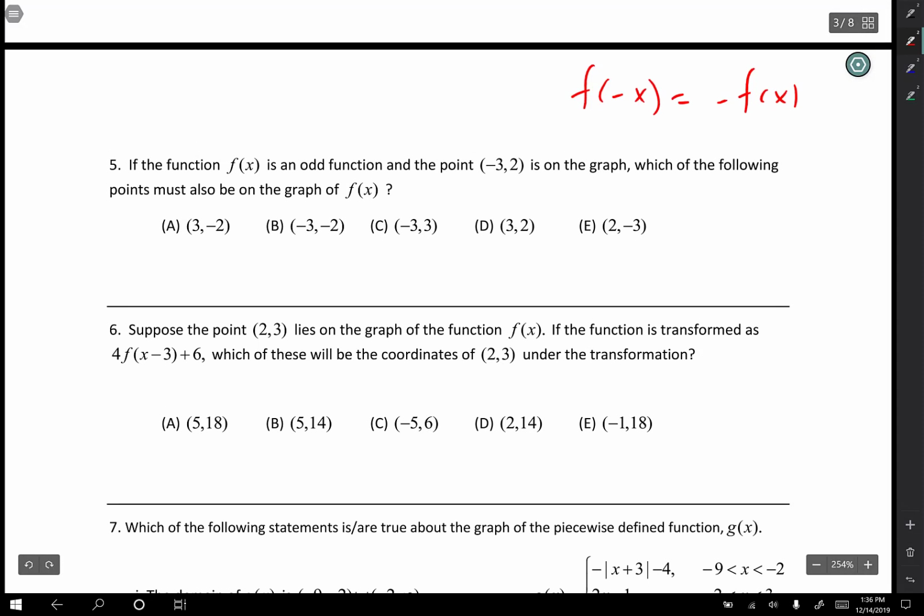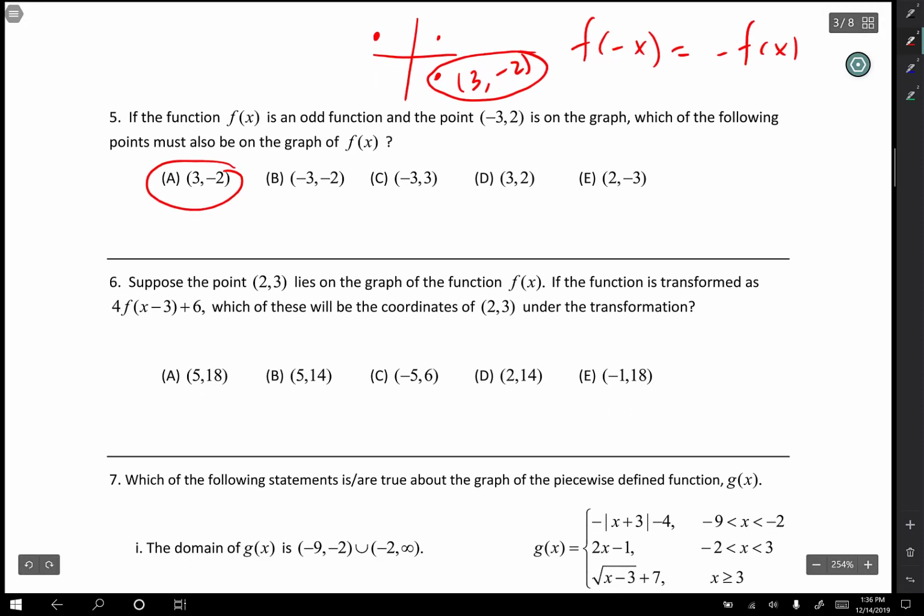So this is a flip, guys, or symmetrical about the origin. What that means is if I have a point at (-3, 2), I do a flip and then I do another flip, and this is the point that I'm talking about: (3, -2). So that's my point, (3, -2). And that's what it means to be odd, guys. So here we go.